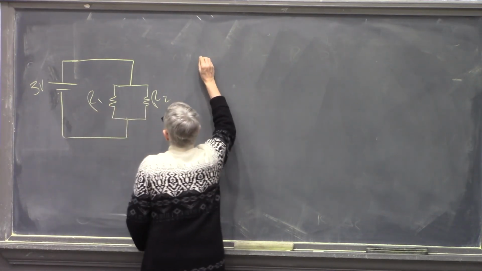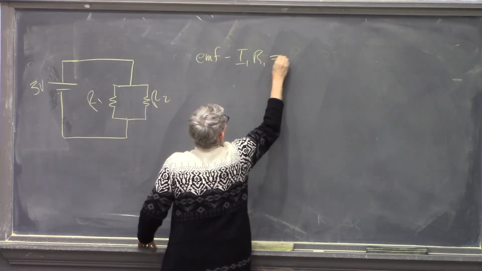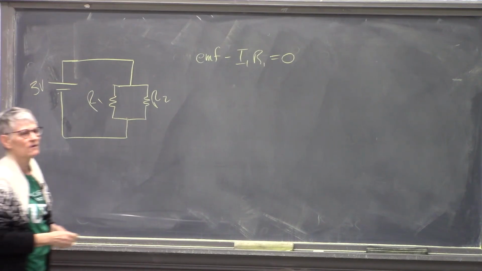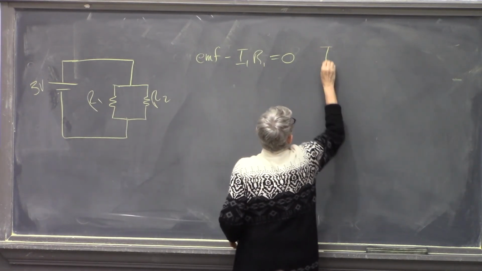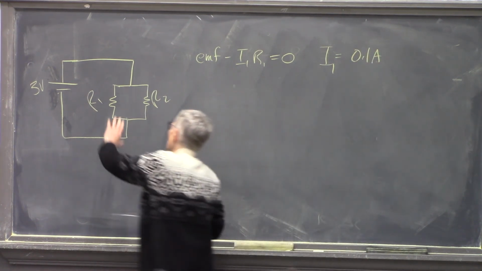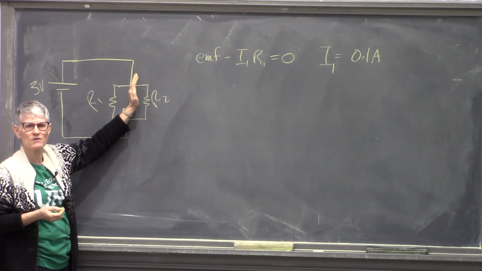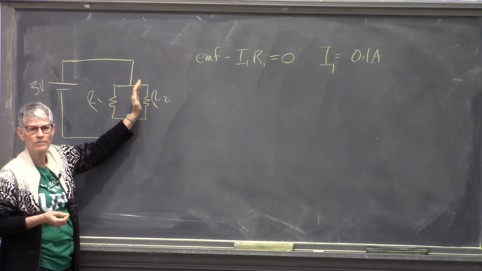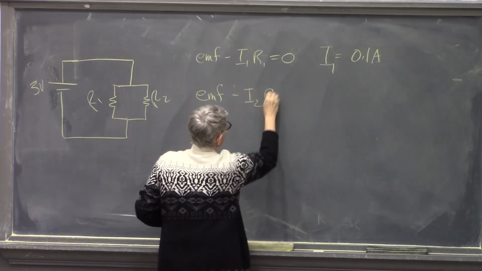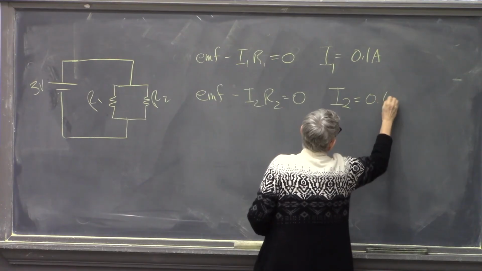So notice that our loop equations look like this. We have EMF minus I1 R1 equals 0. And that's exactly what we saw over here, right? So it looks like I1 is going to be 1/10 of an amp because the entire potential difference of the battery is across it. So this part of the circuit behaves as if this resistor was the only thing in the circuit. What about the other resistor? We have EMF minus I2 R2 is 0. We already solved that problem, so it looks like I2 is 0.6 of an amp.